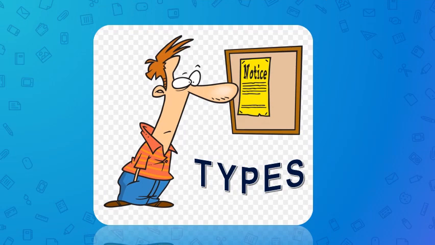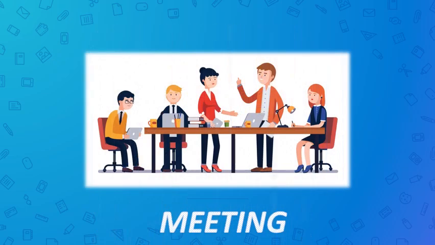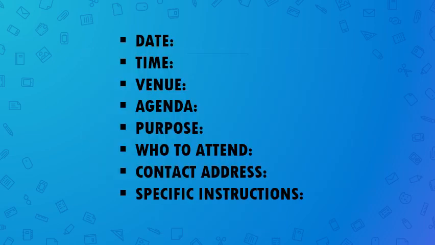Moving on, we will discuss 6 types of notices along with examples. The first type that we will take up is meeting. Notices written for a meeting.